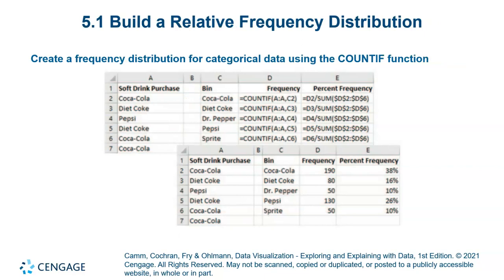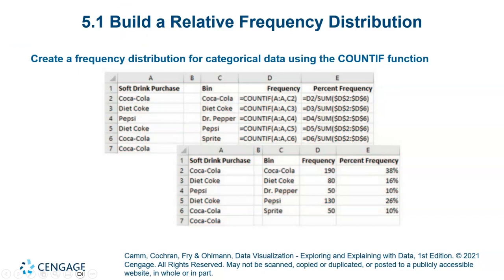Now we have the relative frequency distribution, how the relative frequency distribution can be done. So you need to create a frequency distribution for categorical data using the COUNTIF. You can apply the COUNTIF function, and the COUNTIF function can be used to have a relative frequency distribution. So how do you do the COUNTIF function? It's very easy.